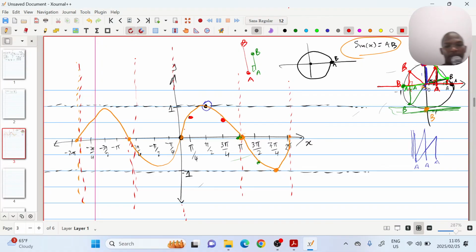Okay. What is the domain of sine of x? What is the domain of that function?